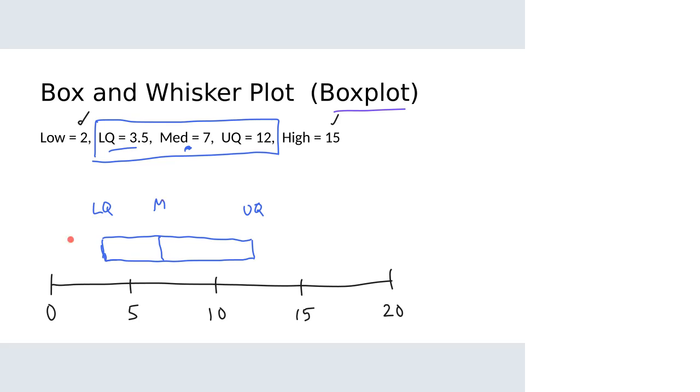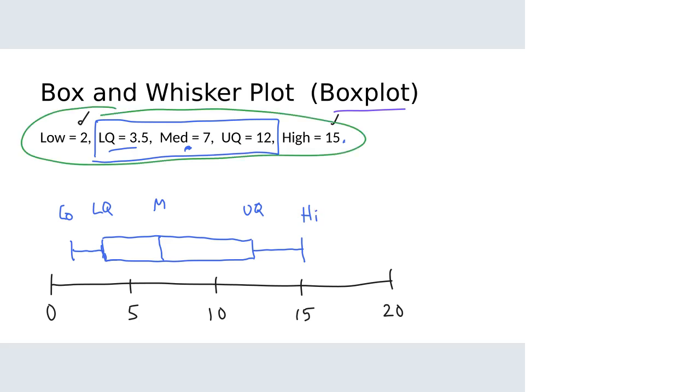I'll put a line down here at 2 where my low point is and put a whisker. And I'll draw a line over here at 15 where my high point is, and I'll draw a whisker. And so I have the lowest data point, the lower quartile, median, upper quartile, and the highest data point. And so what we've done here is we've taken this 5-number summary and we've used it to draw a box plot.